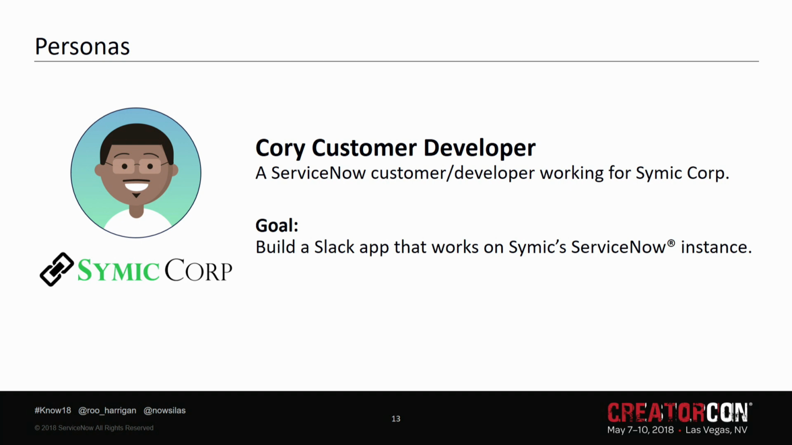The first one is Corey. Corey works for a fake company called Cymic Corporation, who happens to be a joint customer of both Slack and ServiceNow. He's a developer. He develops on ServiceNow. What he wants to do is build a Slack app for Cymic Corporation. So this is an app that's going to be specific to Cymic's use cases, and he wants to host it on his ServiceNow instance.